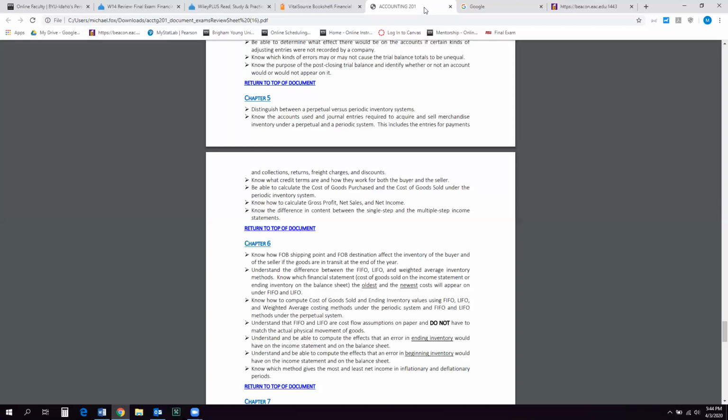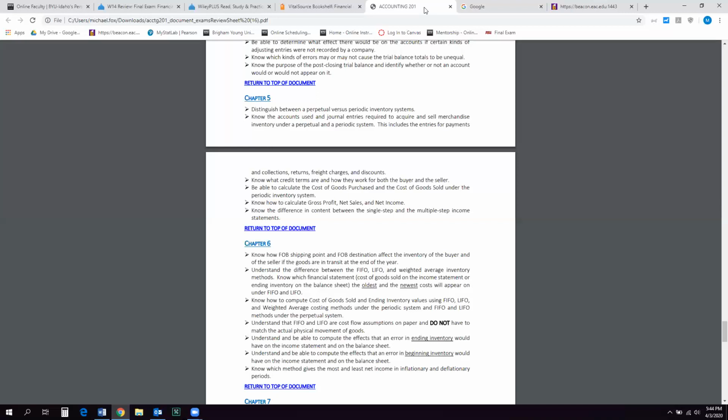Know how to calculate gross profit, net sales, net income. Recognize that net sales is just the sales less any sales returns and allowances, things like that. Gross profit is net sales minus cost of goods sold, and net income is gross profit minus any other expenses.